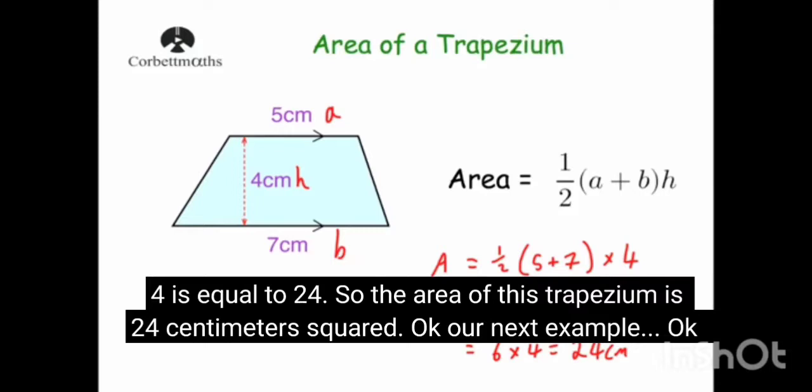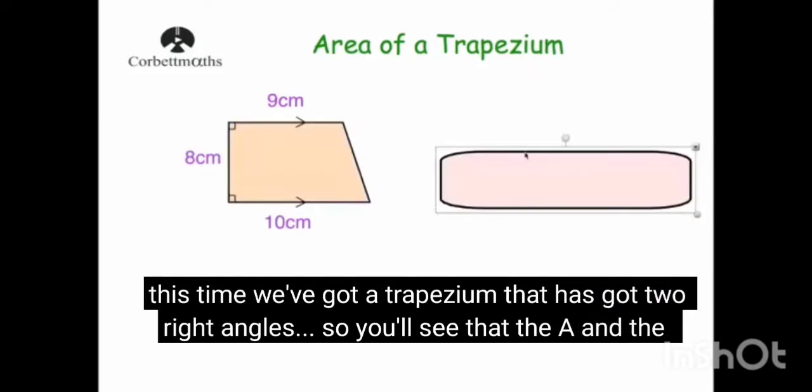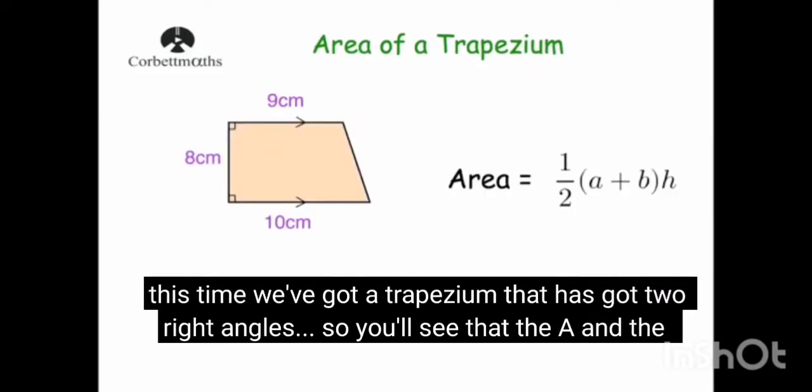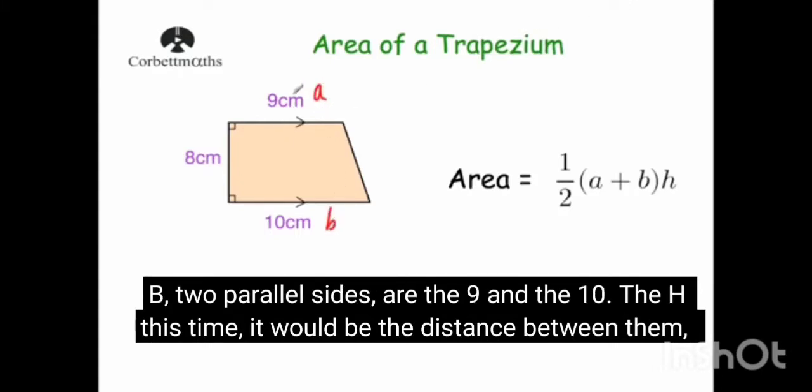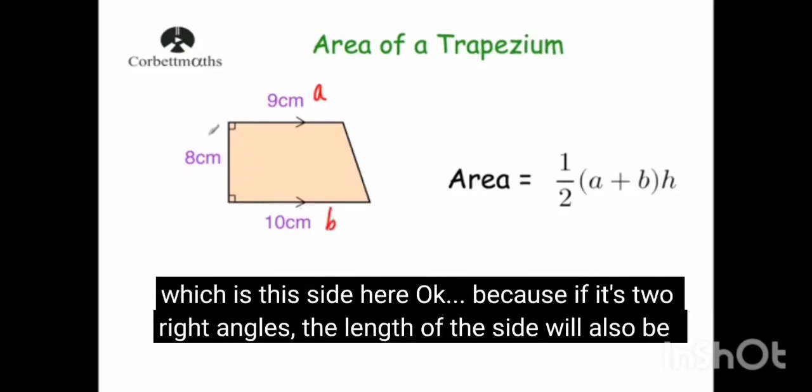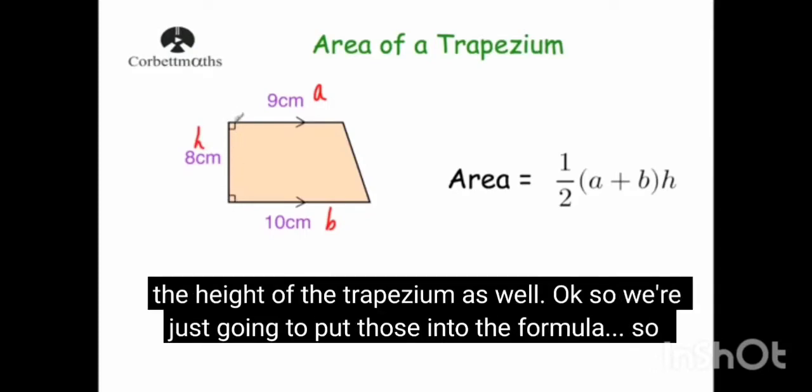Okay, next example. This time we've got a trapezium that has two right angles. You'll see that the A and the B, the two parallel sides, are the 9 and the 10. The H this time is the distance between them, which is this side here. Because if it's two right angles, the length of the side will also be the height of the trapezium as well. So we're just going to put those into the formula.